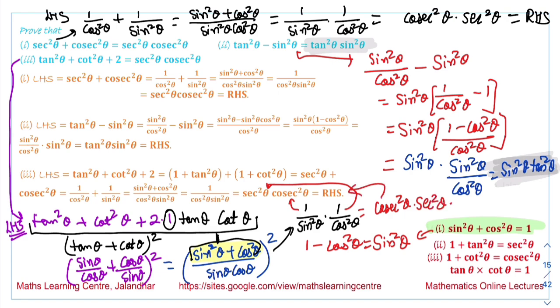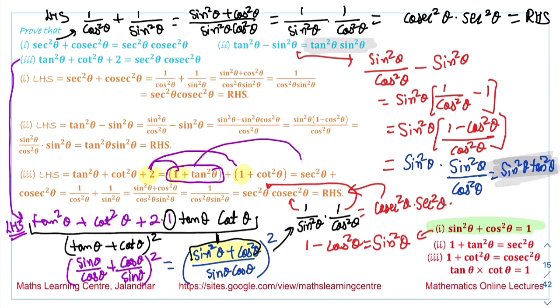And this is what we have to prove. Now another kind of proof is given over here, that what we have done is we have the 2 written as 1 plus 1. Then we have used the identity 1 plus tan.